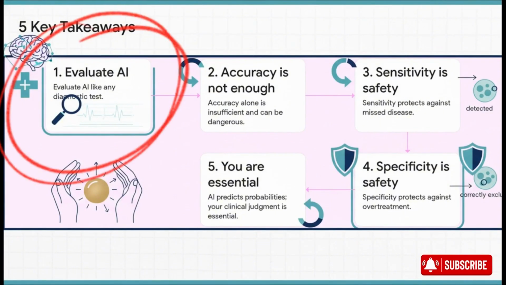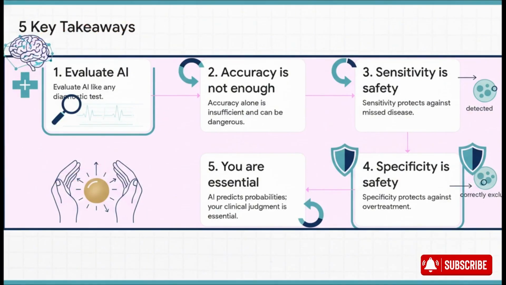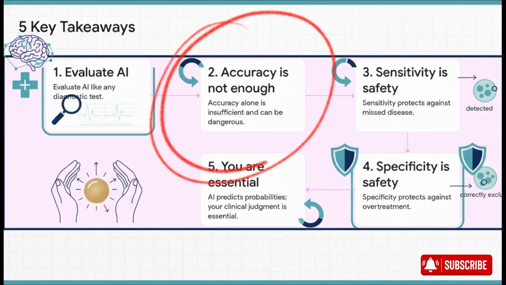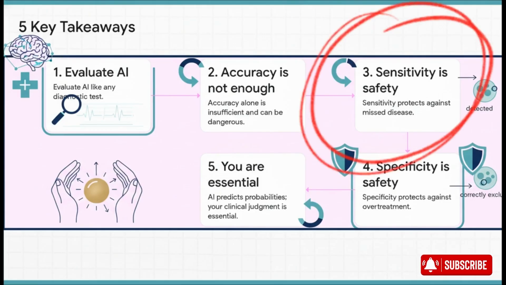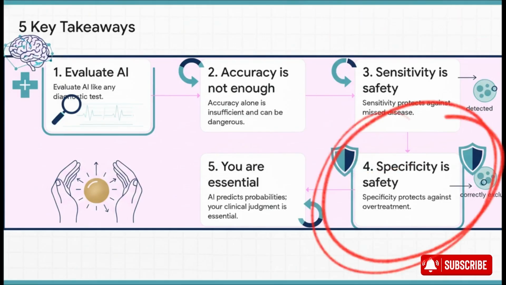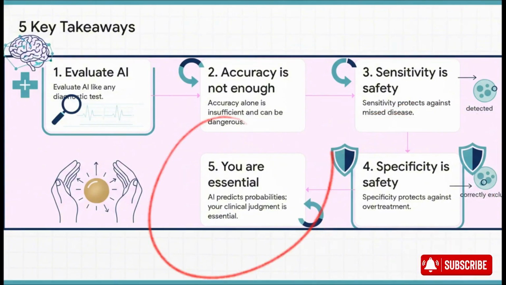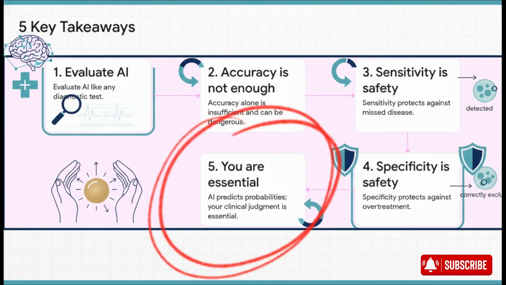Number 1, evaluate AI just like you would any other diagnostic test. Be skeptical. 2, always remember that accuracy by itself is not enough and can be dangerously misleading. 3, sensitivity is your main tool to protect against missed disease. 4, specificity is your tool to protect against overtreatment. And 5, and this is the most important one, AI predicts probabilities. Your clinical judgment is essential.